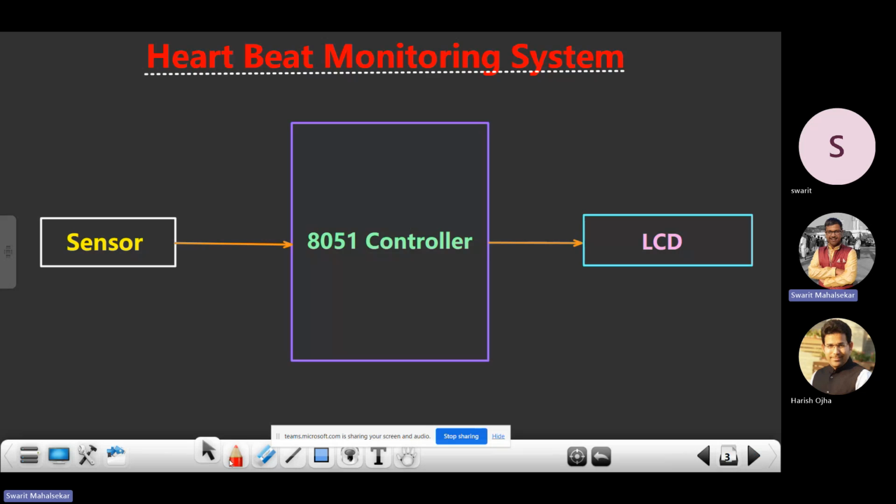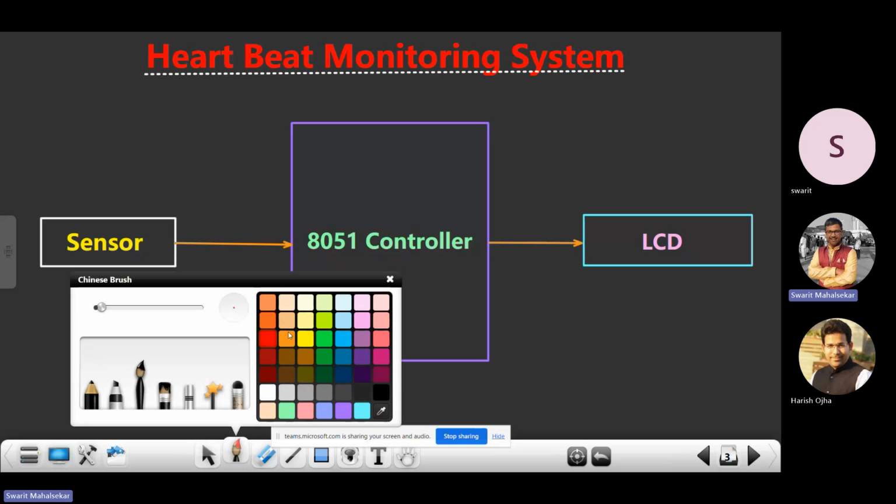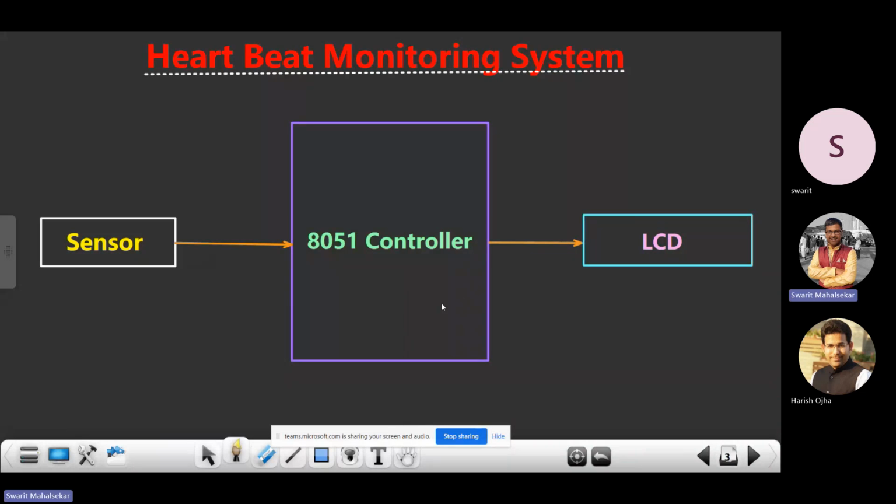Now let me just show it to you. This particular sensor will be present somewhere near your skin or near your body, because it needs to catch certain data. It will catch that data and provide a certain signal to the microcontroller, that is the 8051 microcontroller. We are specifically focusing on the 8051 microcontroller. Now it is the task of this microcontroller to convert this data into a readable format.